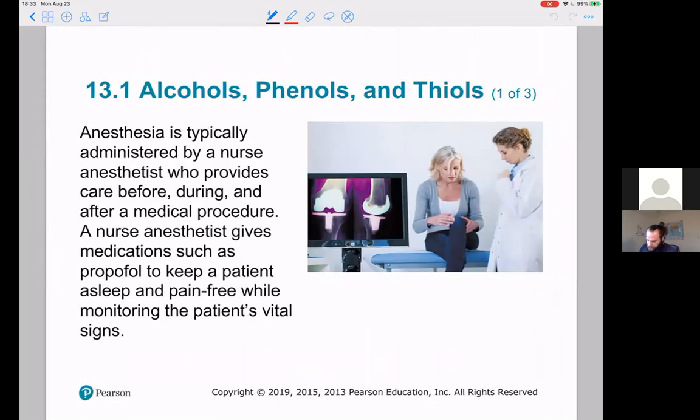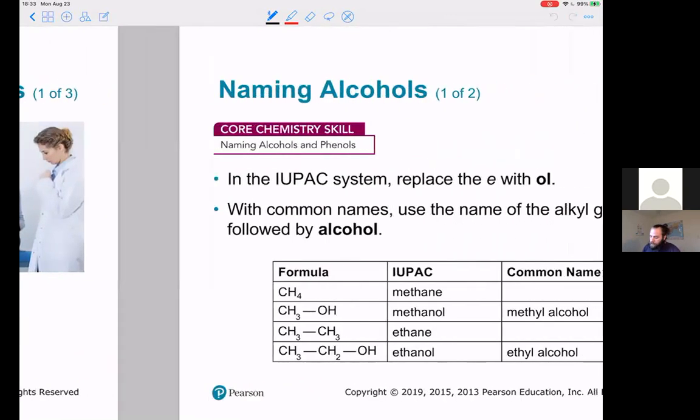Anesthesia, well, actually, anesthesias we'll get to in a second. That's actually a big role of ethers. I've saved that for another lecture.